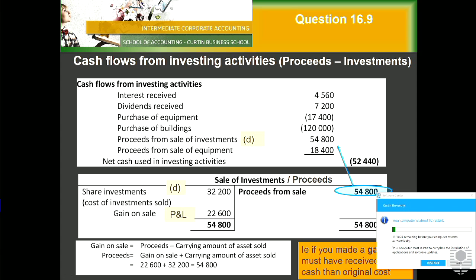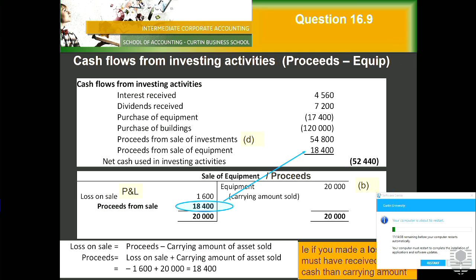Because they originally cost $32,200, and you made a gain on that sale of $22,600, the cash component must have been $54,800. The sale of equipment is the opposite, because the carrying amount was $20,000. We've recognised a loss there of $1,600, so your 20,000 minus that 1,600 means that your cash component there is 18,400. So you don't actually need to recreate the account. You just understand that if you've made a gain, you've received more than its carrying amount. If you've got a loss, you've received less than the carrying amount.